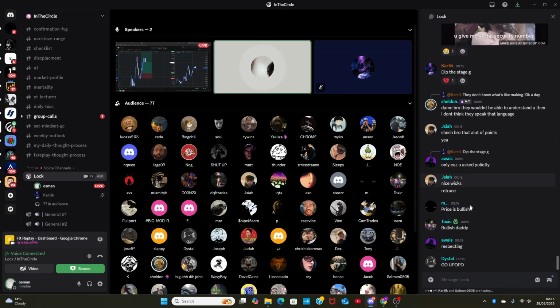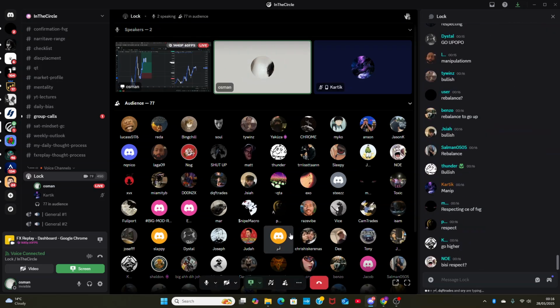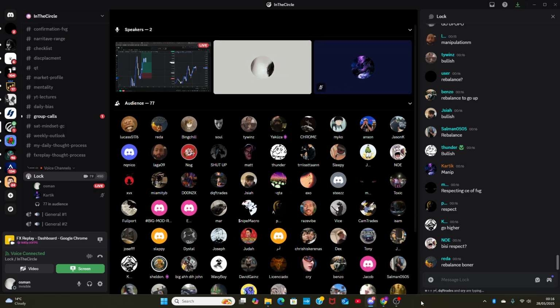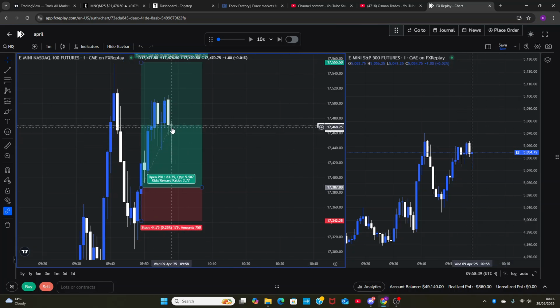Should I dip the stage? Rebalance, yes. Manip, yes. Bissy respect, yes. All of that. Even though we tapped this Bissy three times, this candle here is very, very important.